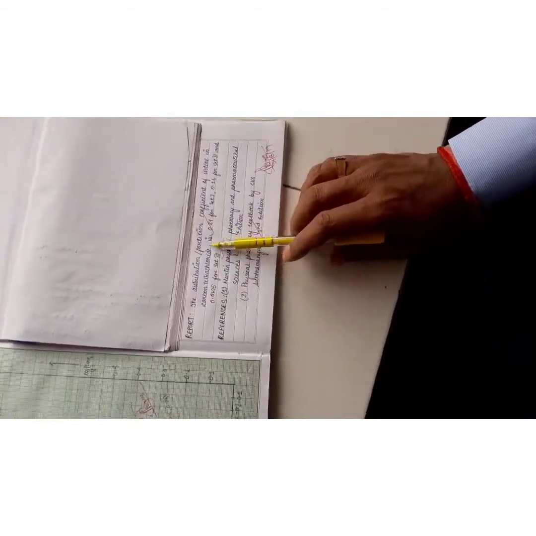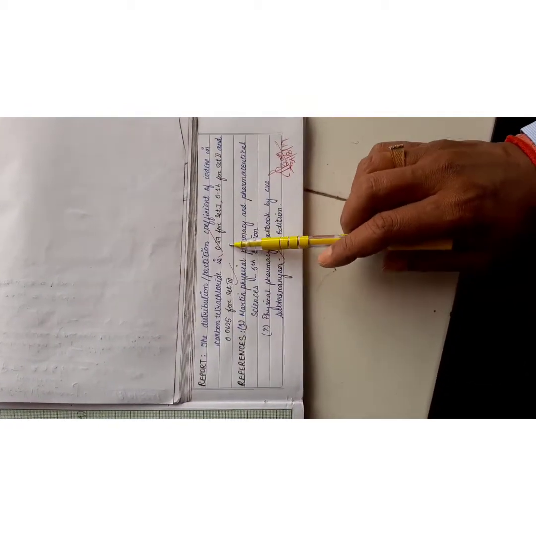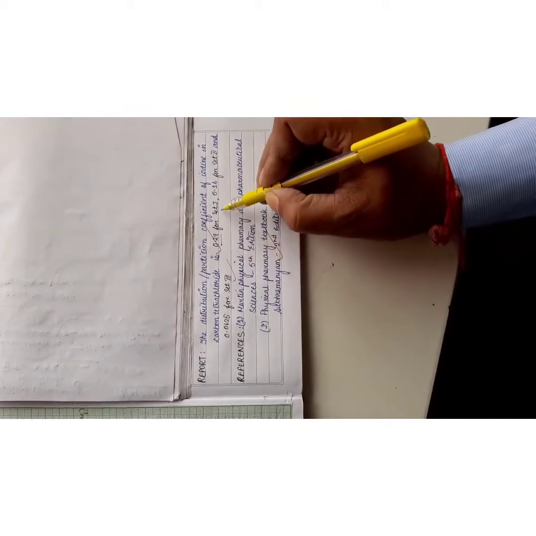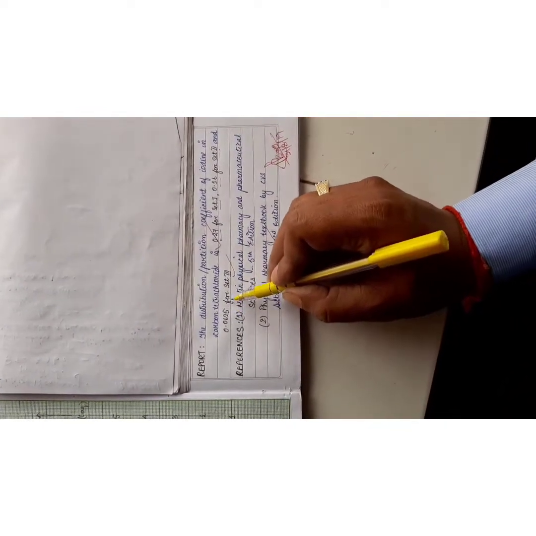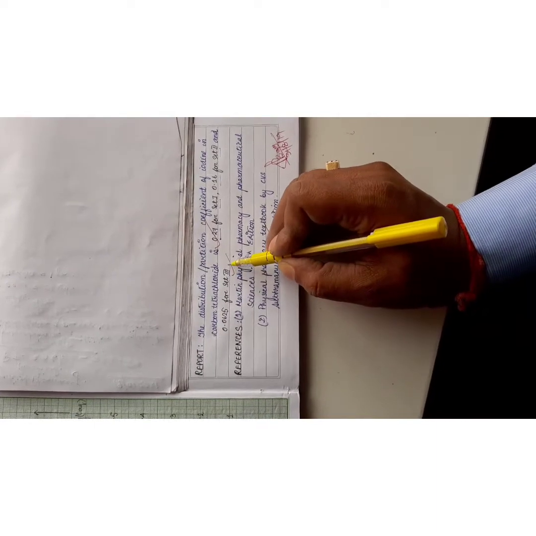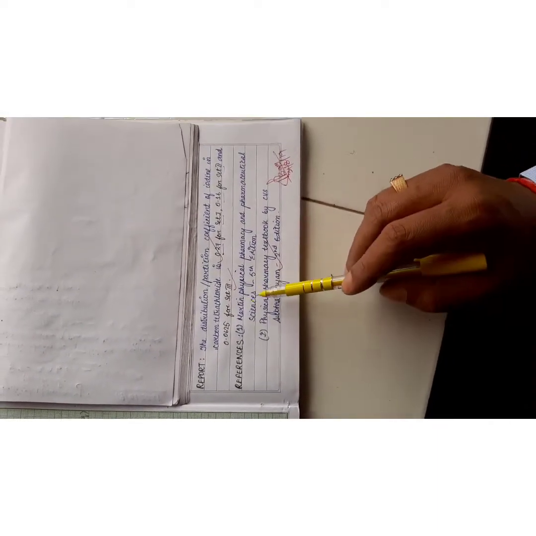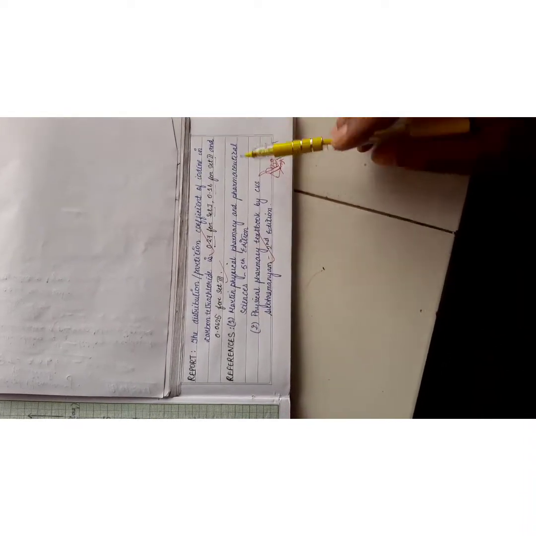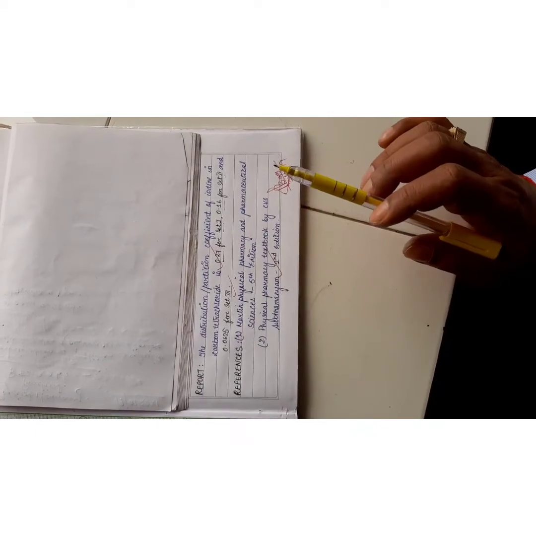The distribution or partition coefficient of iodine in CCl4 is 0.27 for set 1, 0.16 for set 2 and 0.0625 for set 3. For performing this practical, we have referred to these two books: Martin's Physical Pharmacy and Pharmaceutical Sciences, and the Physical Pharmacy textbook by C.V.S. Subramaniam. Thank you all.